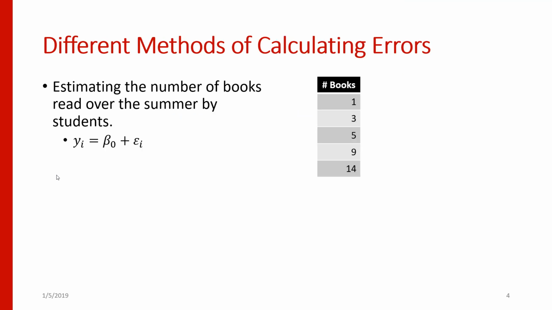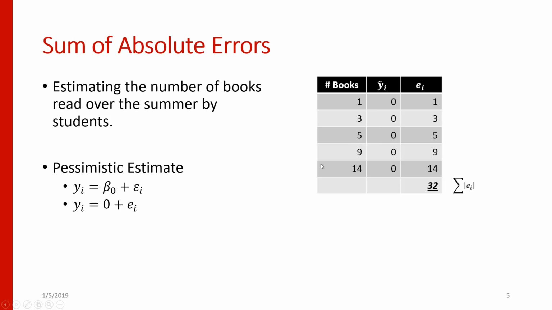So first, let's think about a few different methods for calculating errors, because we're going to choose a value of b that gives us the smallest amount of error. But smallest amount of error can be defined in a few different ways. So for instance, if I as a teacher wanted to estimate the number of books my students read over the summer, I have a very simple model where y sub i, which is the books that the students actually read, is equal to some value, my estimate of how many books they read, plus error. So before I actually see the data, maybe I'm a very pessimistic teacher and I think they didn't read any books over the summer. So I'm going to estimate 0 for everyone. I have an unconditional model where b is equal to 0.